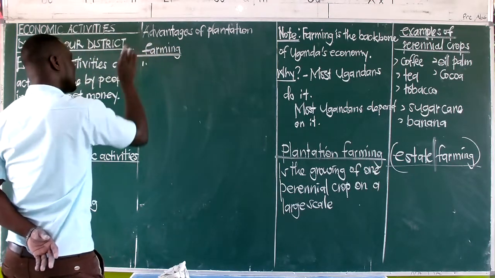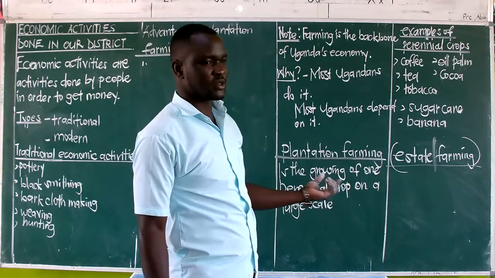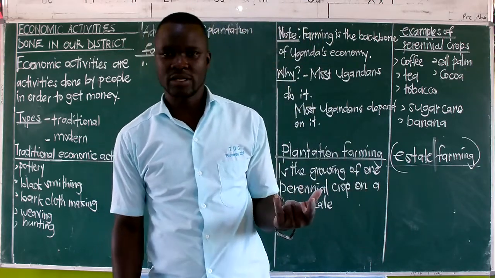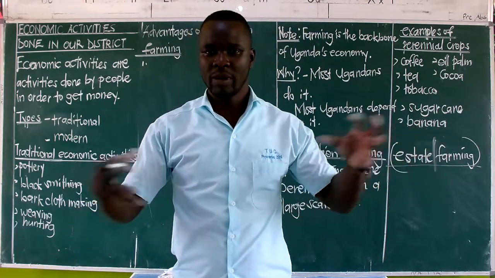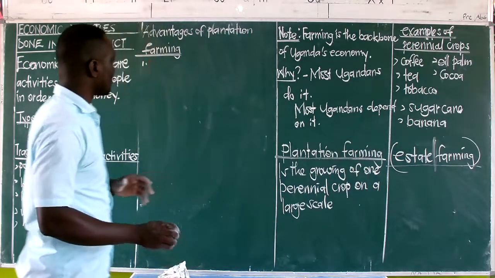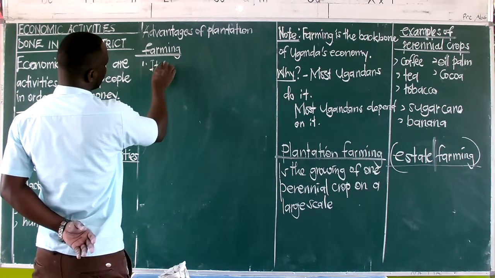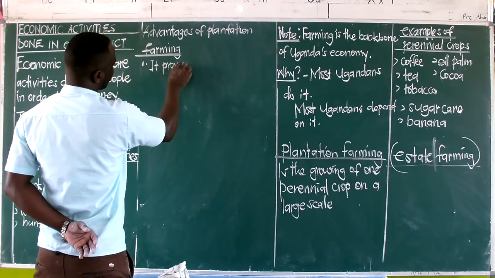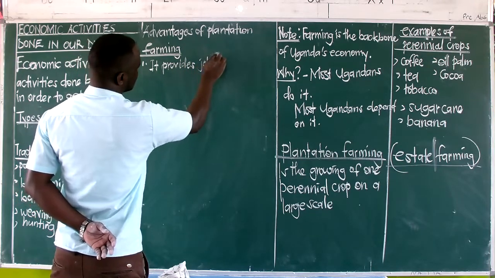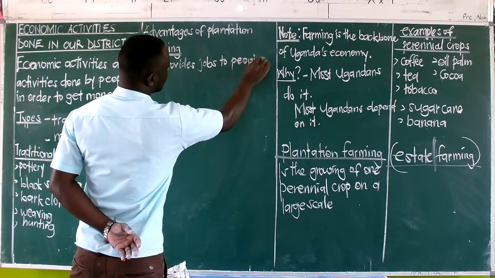Now the first advantage is this large piece of land cannot be worked upon by one person, so it requires a lot of people. Because these people are wanted, it means that those people get jobs. So we can say this one provides jobs to people, the people who work in those plantation farms.